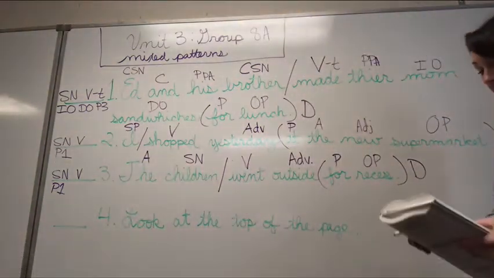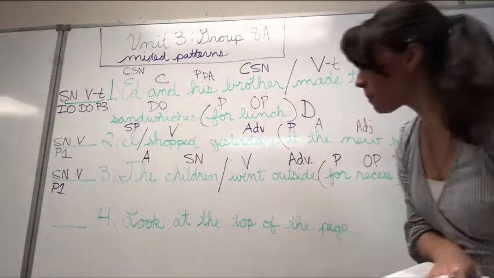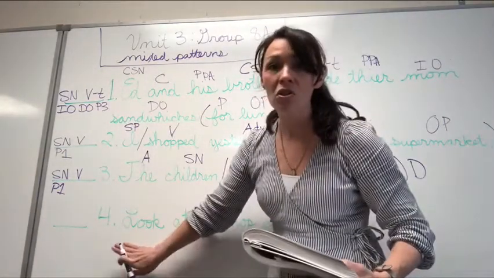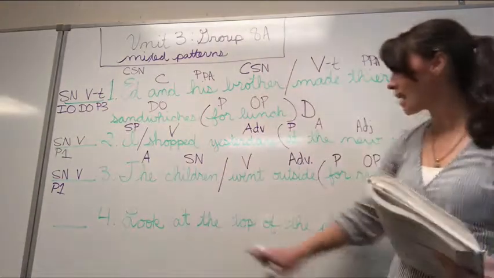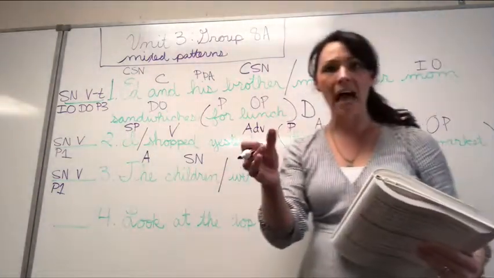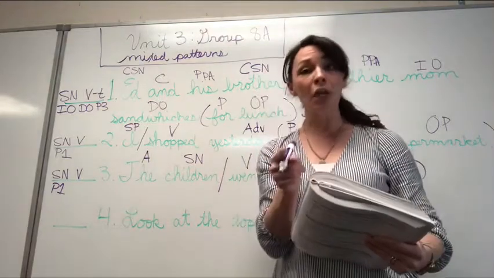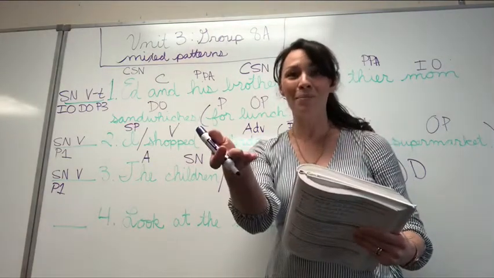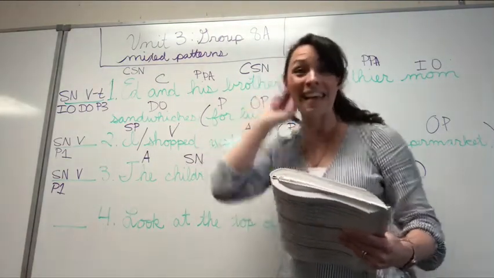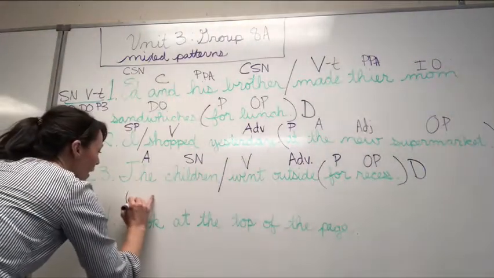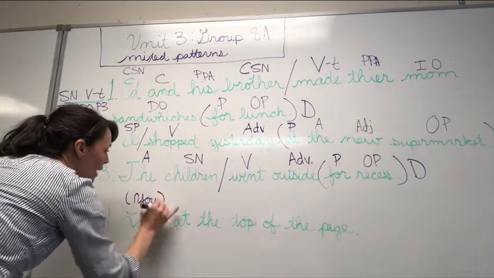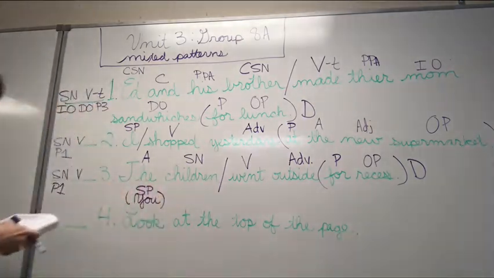Look at the top of the page. Who looks at the top of the page? We've got that understood subject pronoun. We know that when they say look at the top of the page, if you're in class and Mrs. Johnson says to you, look at the top of the page, you know I'm talking to you. You are the understood subject pronoun. So right here in parentheses, we write you and SP for subject pronoun.